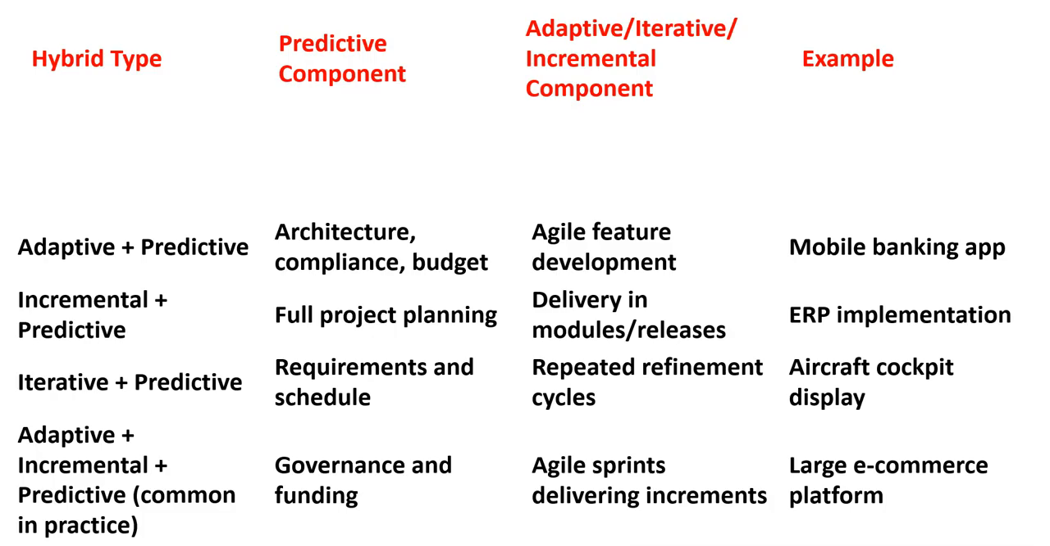So this slide you can go through very slowly. Actually, whatever I have explained is written here. Hybrid type, adaptive plus predictive. This is the predictive component: architecture, compliance, budget, and this is the adaptive agile feature development. Here is the example, mobile banking app and so on. So this is just a slide, you can go through it.